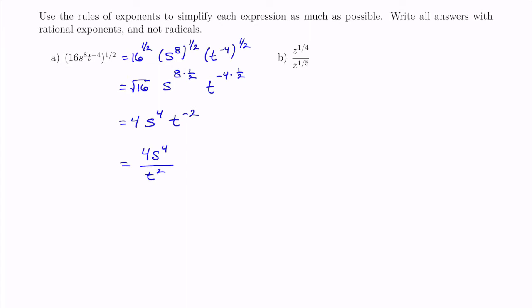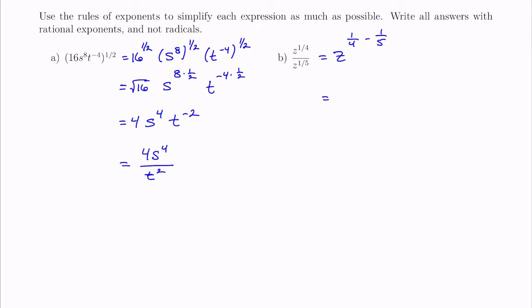In part B, we have z to the 1/4 over z to the 1/5. The first step will be using the division rule that tells us when dividing the same base, we can subtract the exponents. So this becomes z to the 1/4 minus 1/5. To subtract those two fractions, we need a common denominator.